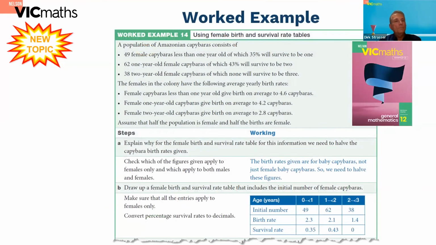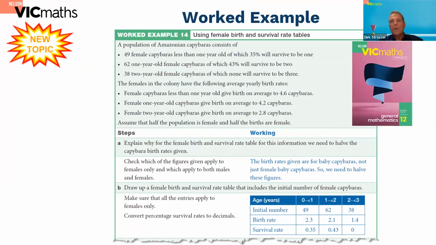Now, let me talk about how mastery works in VICmaths with a Leslie matrix example. This is the first worked example in Leslie matrices, and you can see you're given some information about capybaras in the Amazon. Apparently, I think they're the largest rodent in the world. And it looks at their survival rates and birth rates and so on.